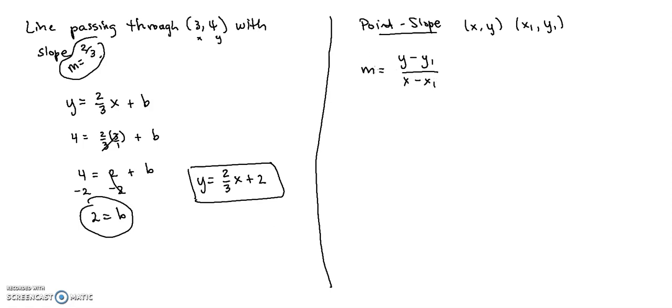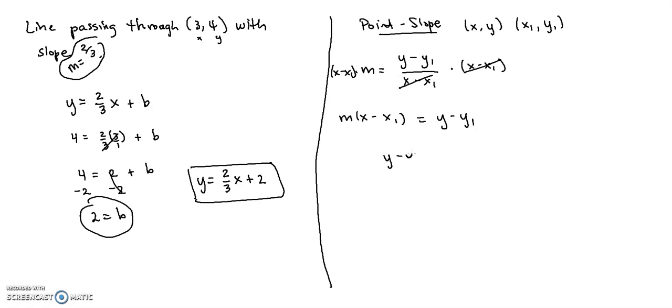All right, and we do the same thing as we did before. We want to clear the fraction, so we're going to multiply by what's in the denominator. That's going to clear the denominator. Here we've got m times x minus x1 equals y minus y1. And that is the point slope.